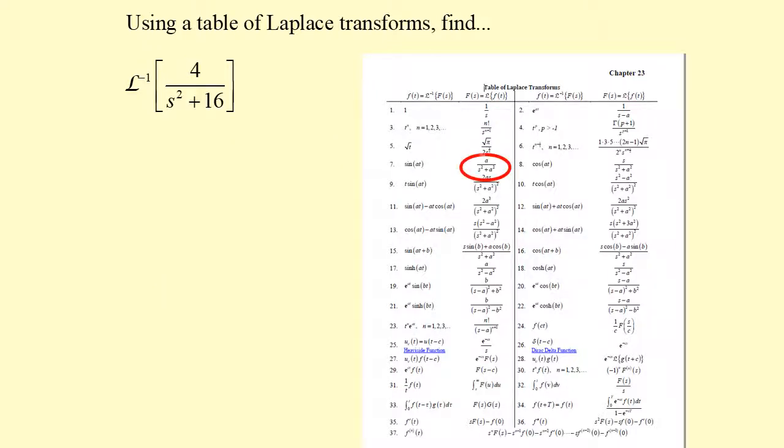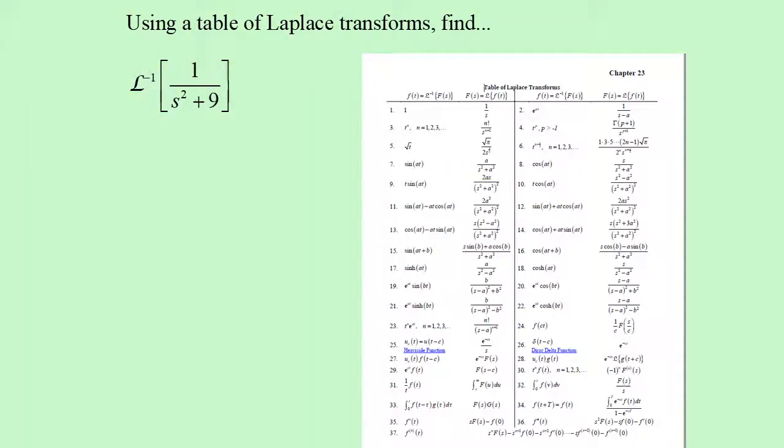Here in the table is something that resembles what we're looking at. And we notice that for the s squared plus 16 to be an s squared plus a squared, then a would have to be a 4. Well, if you look in the top, a is indeed a 4. So everything matches up nicely to give us our sine of 4t.